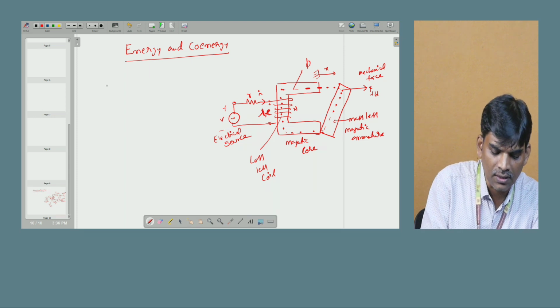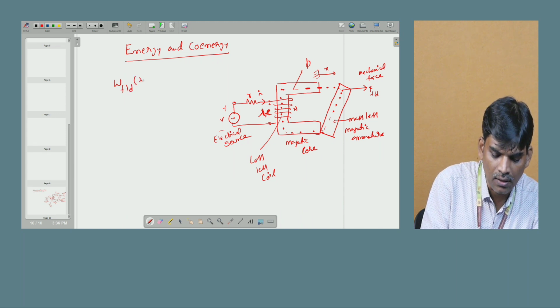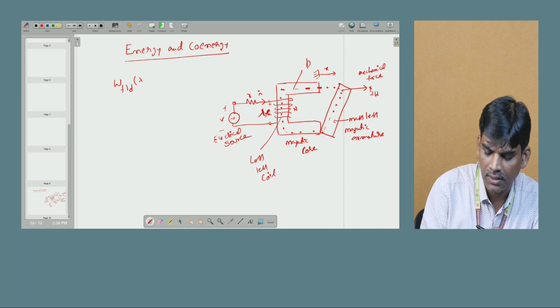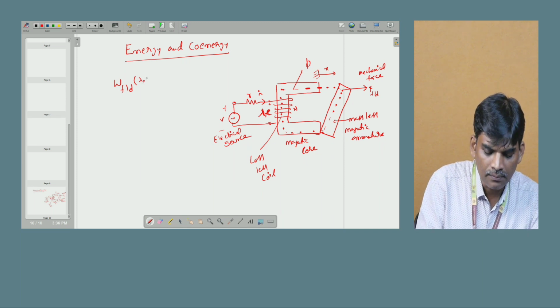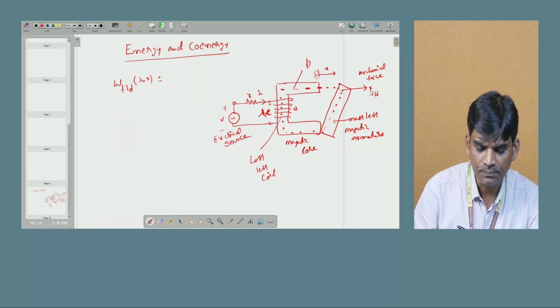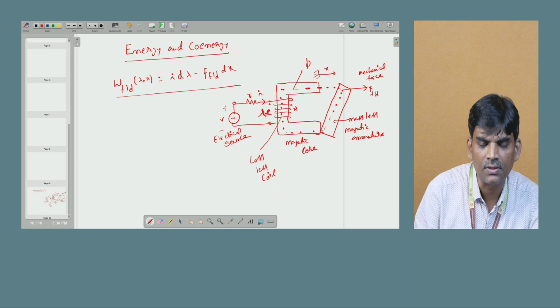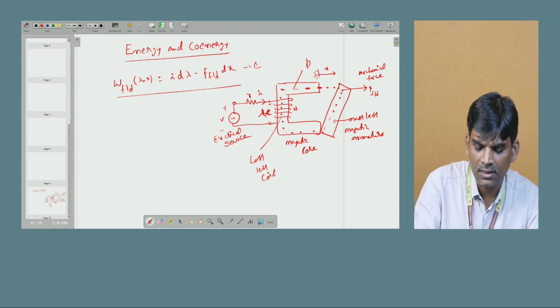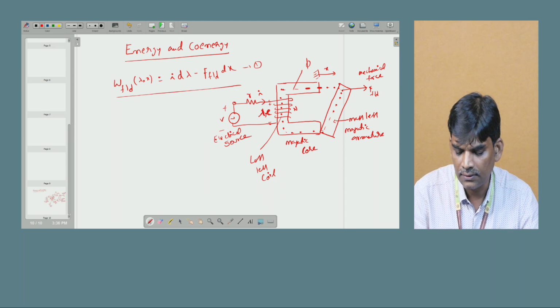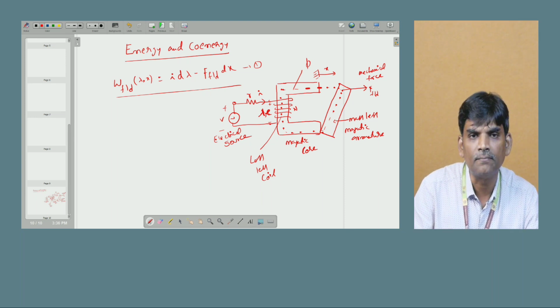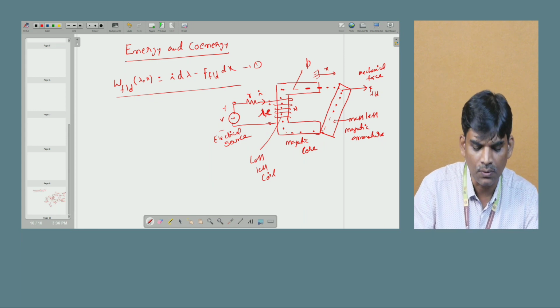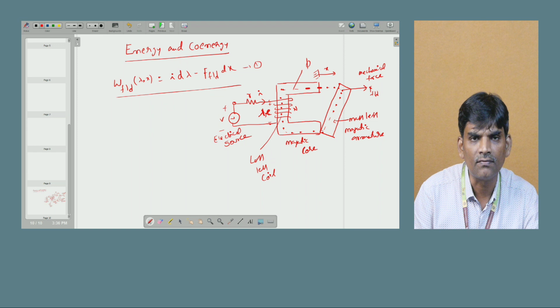You know the equation for the stored energy: W_fld is a state function of lambda and x, equal to i d lambda minus force into dx. This is the energy balance equation. But how does it come about? Once you give the supply, the flux is set up, and in this setup the stored energy is equal to i d lambda minus f_fld dx.